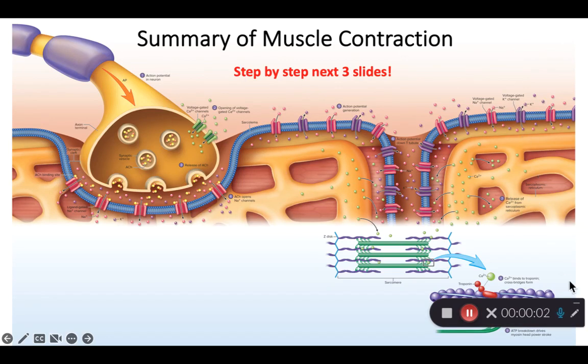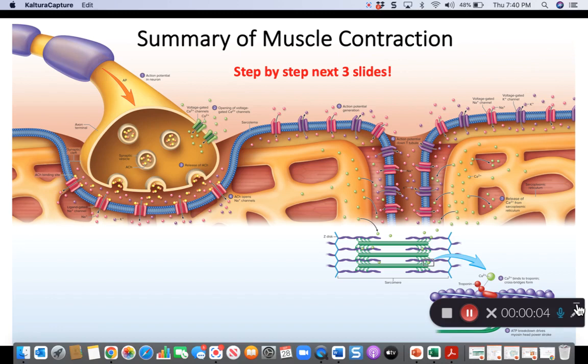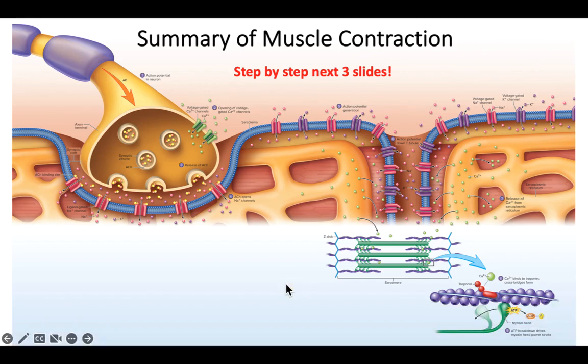Okay, so we're going to use this figure, which is in your textbook, to summarize basically step by step how we get from a signal from your brain all the way to a muscle contraction. Then we're also going to see how the muscle will then relax. But we're going to piece this whole thing apart a little bit. There's a lot going on here, but we're going to break it down into 3 steps.